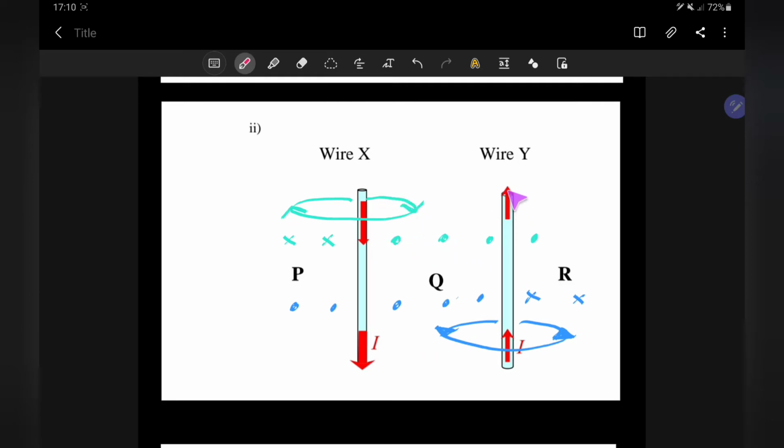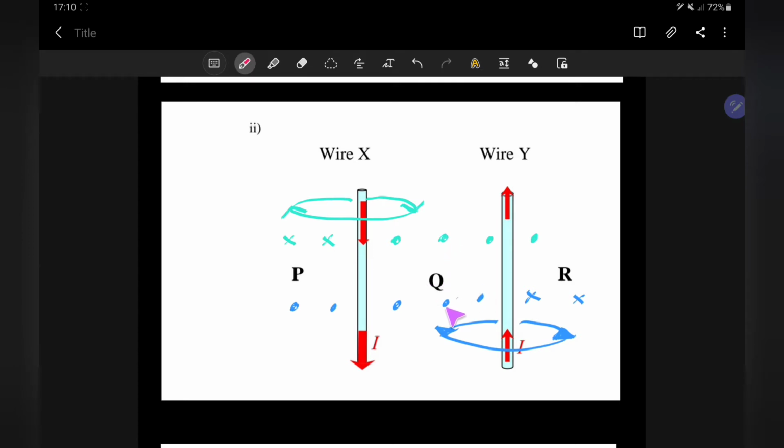Doing the same for wire Y using our right hand grip rule, at the left side of the wire, B is directed out of the page, and at the right side, B is directed into the page. At the middle, Q is still the middle point, so with equal distance it gives equal strength.